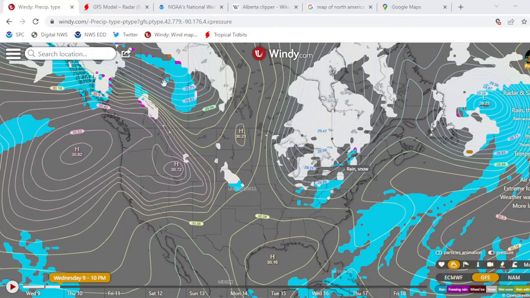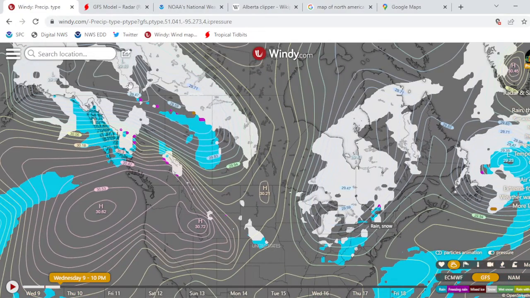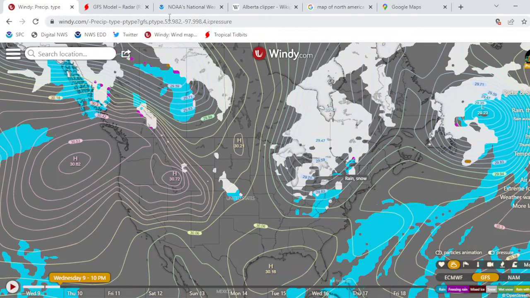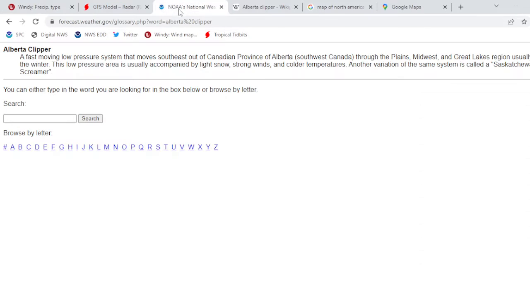We're gonna come back to this, but I just wanted to show you this first. You can see the high pressure systems on this map. There's a low pressure up here. But we'll come back to this. First, let's go to the National Weather Service, their glossary.